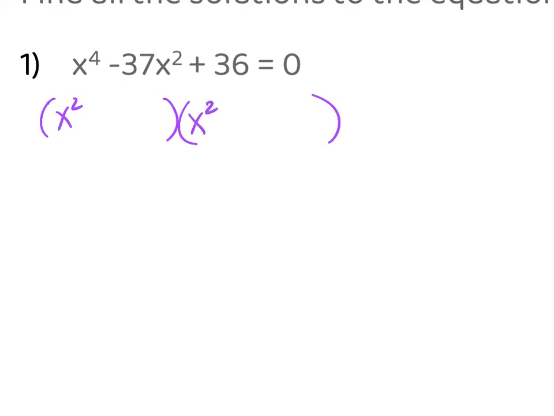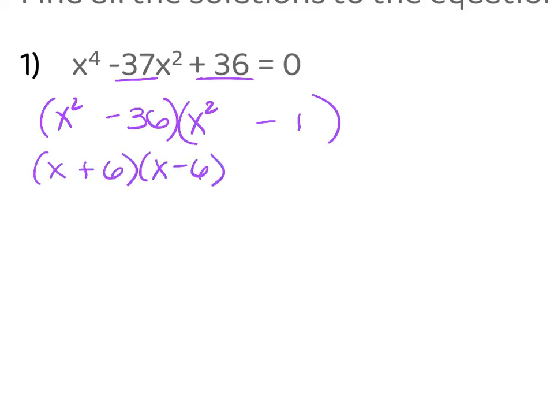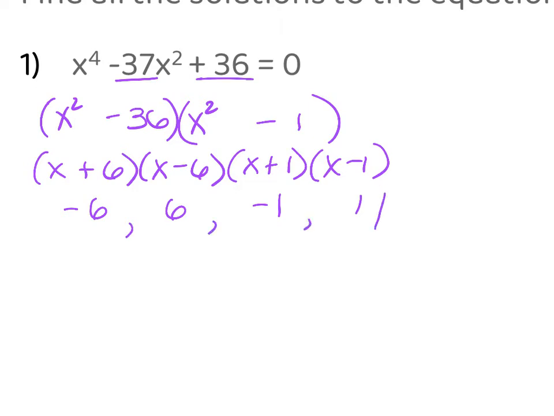But then after that, we do the same thing we did before, which is find the factors of positive 36 that sum to negative 37. What would that be? Negative 36, negative 1. Can I factor these further? Yep. This is the difference of two squares, x plus 6, x minus 6. Difference of two squares again, x plus 1, x minus 1. So there's 4 roots here: negative 6, positive 6, negative 1, positive 1.